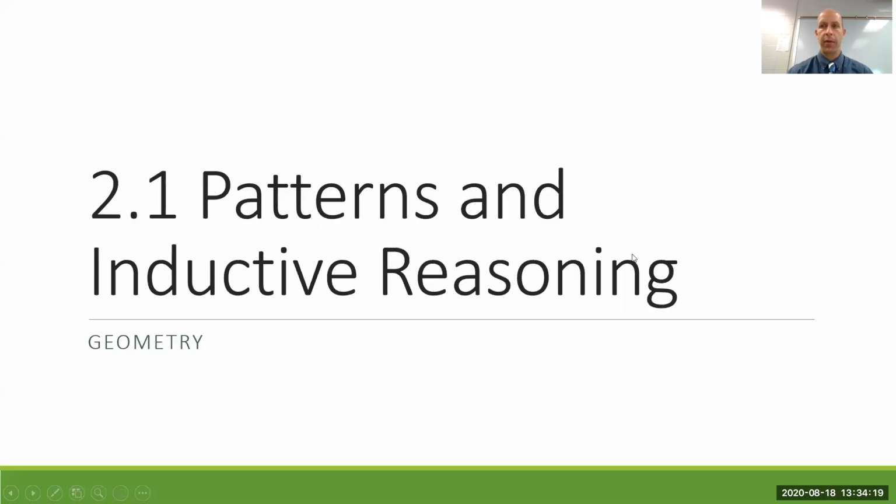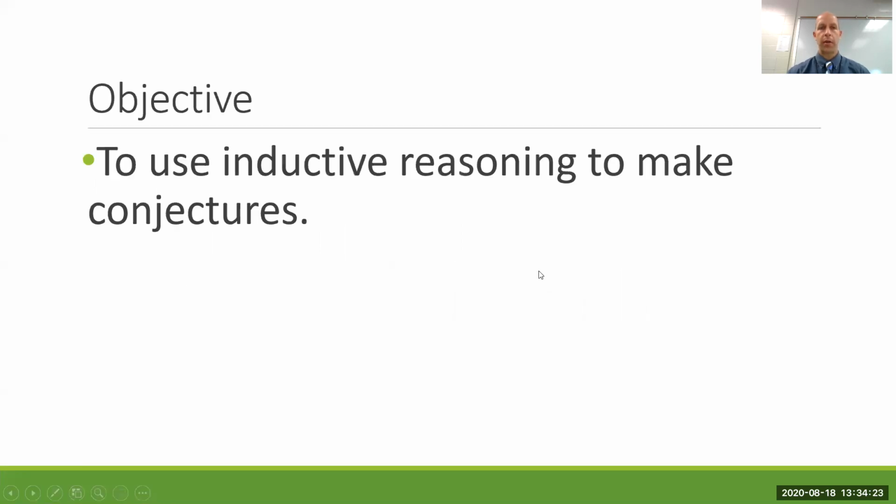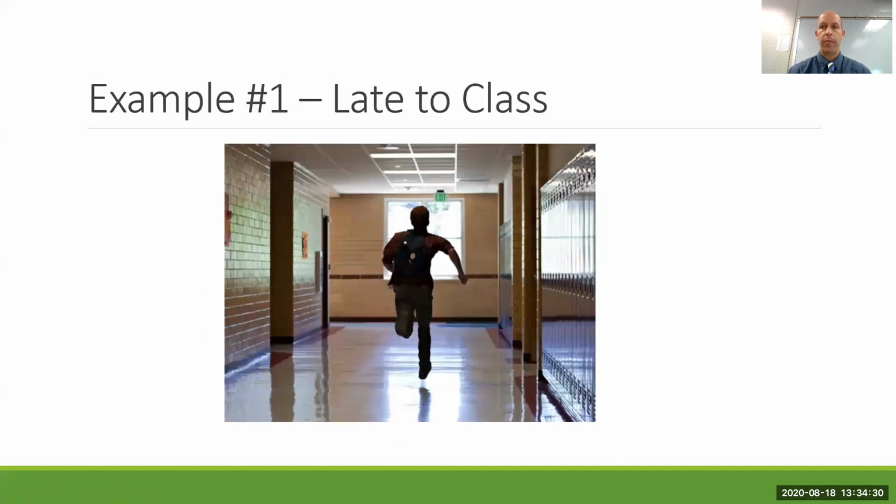Today we're going to look at section 2.1, chapter 2, patterns in inductive reasoning. So we begin our chapter on proof. The objective today is to use something called inductive reasoning to make conjectures.